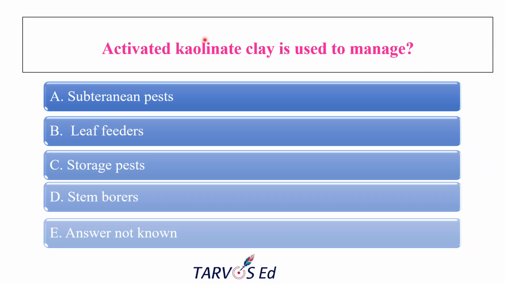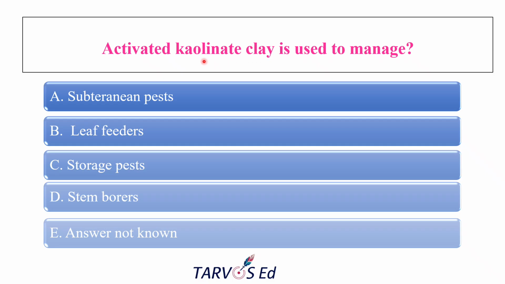How does the clay usually kill the insect? Through desiccation, abrasion, and interference. What is desiccation? Desiccation means the insect will lose water.